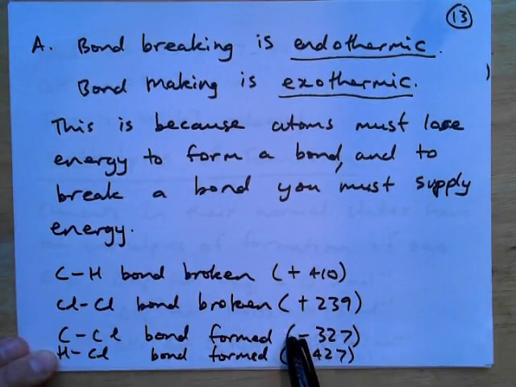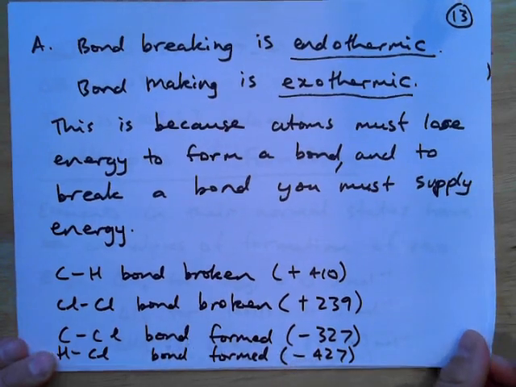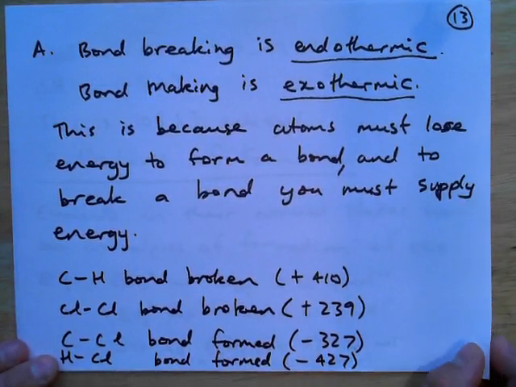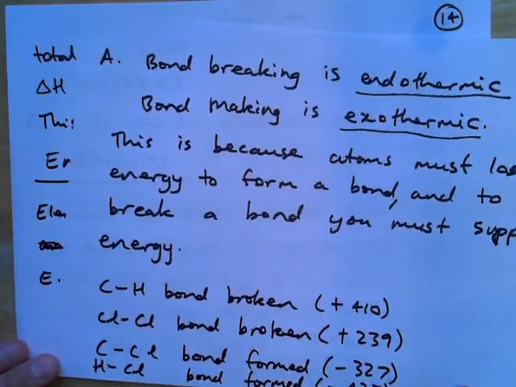And so to release it, we put a negative there. It's got to lose it, so it's a minus. The H-Cl bond is also formed, and for the same reason, it has to release 427 kilojoules of energy. Okay, so all we do after this is add them up.